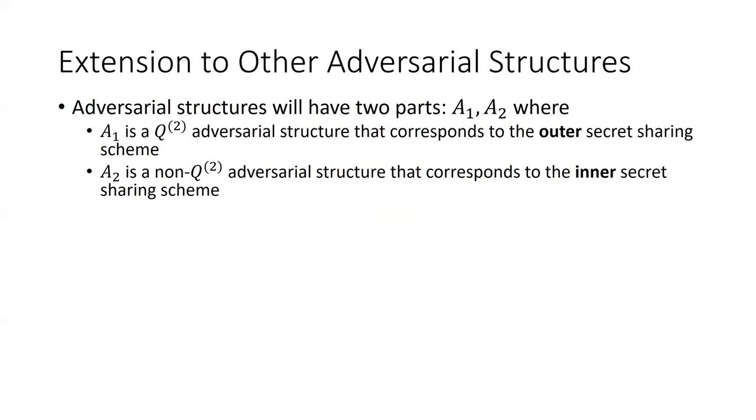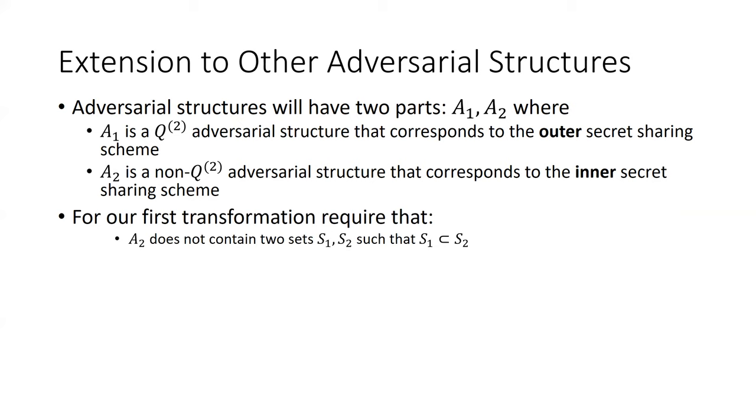So let me just talk briefly now about extension to other adversarial structures. As you can see, we have this inner and outer secret sharing scheme, and this is going to correspond to adversarial structures that have two parts, A1 and A2, where A1 is a Q2 adversarial structure, and this is going to correspond to the outer secret sharing scheme. A2 is going to be the non-Q2 adversarial structure, the part of the adversarial structure that is not in Q2, and this corresponds to the inner secret sharing scheme.